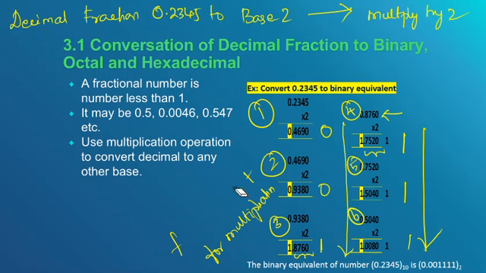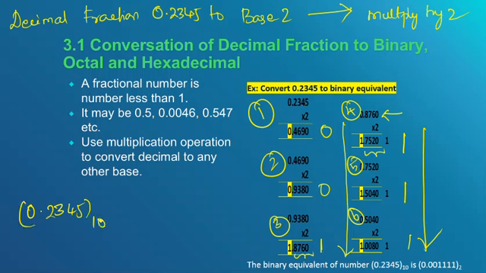Now you will write the answer. 0.2345 to the base of 10 is converted to binary format. From the first iteration the integer value is 0, 0, third iteration is 1, fourth is 1, fifth is 1, sixth is 1, to the base of 2. If you want, you can extend still. So this is how the answer is written.